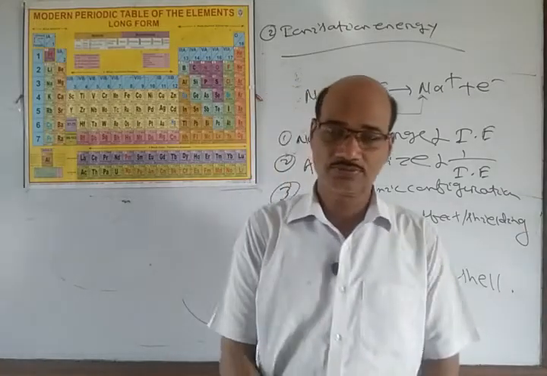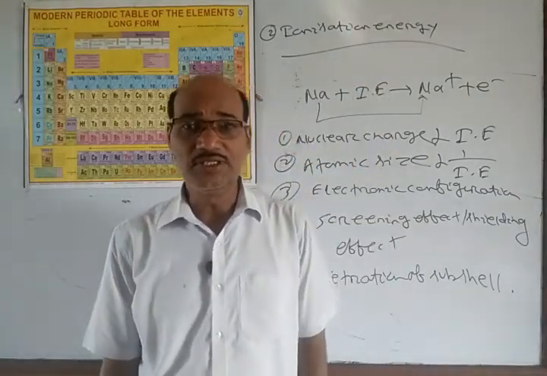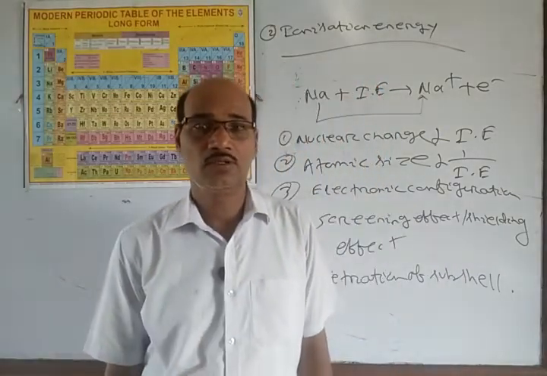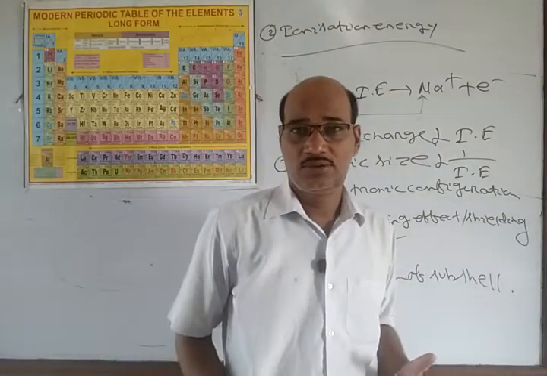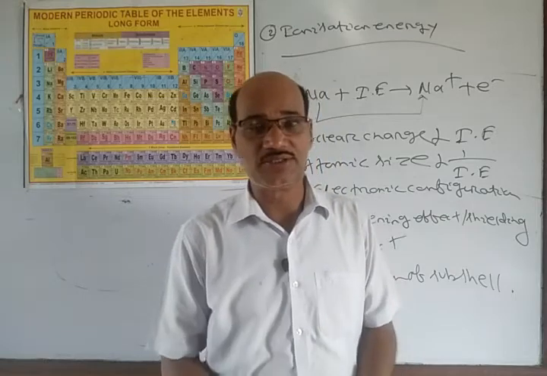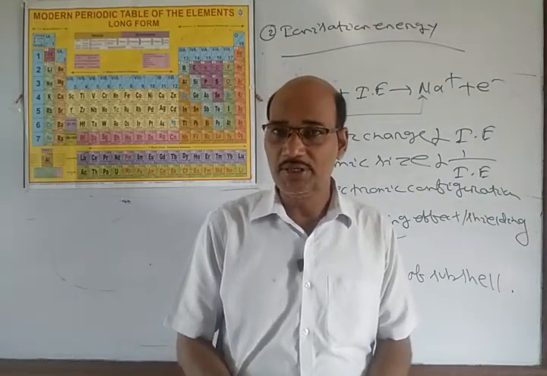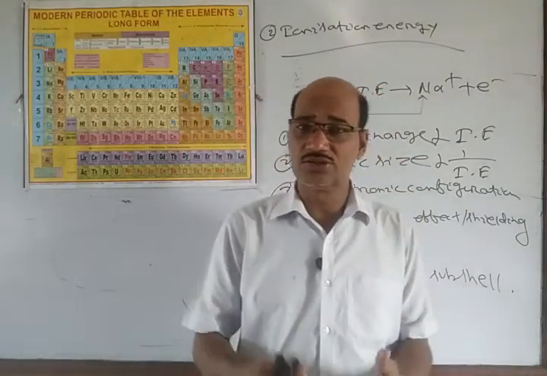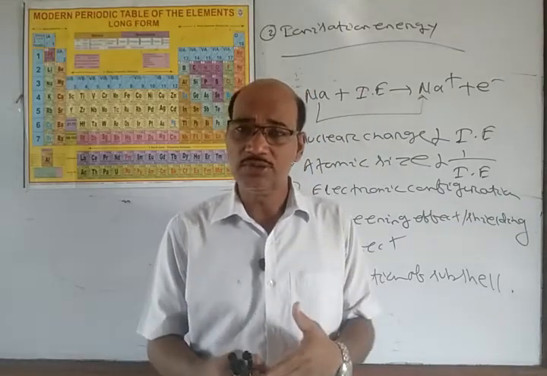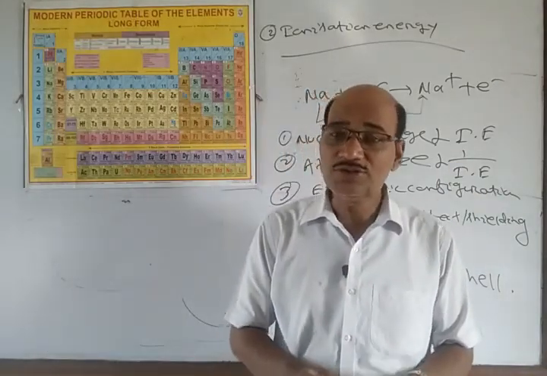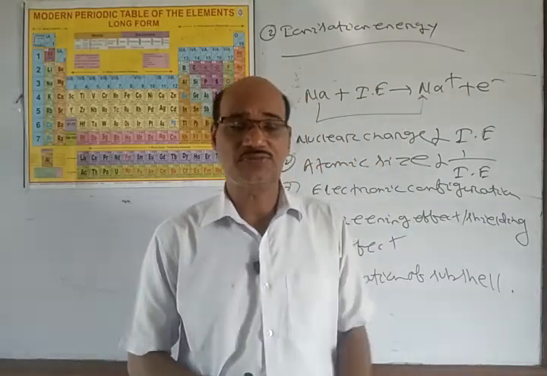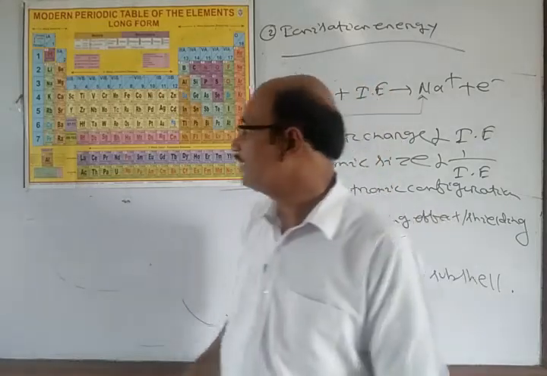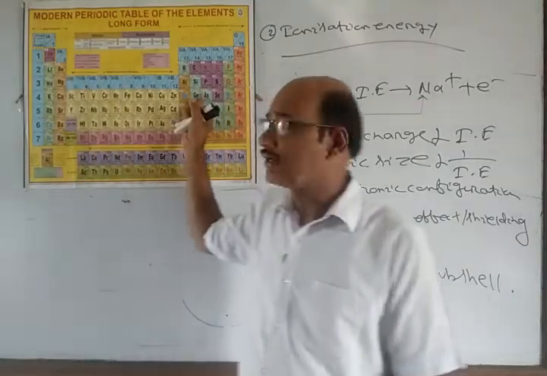Good morning, students. In the last class, we discussed the periodic properties of elements. We have listed so many properties like atomic size, ionization energy, electron affinity, electronegativity, melting and boiling point, valency, oxidation state, density, atomic volume, and many more. Out of which we discussed the atomic size. Then we have seen how this atomic size is increasing along a group and decreasing along a period.